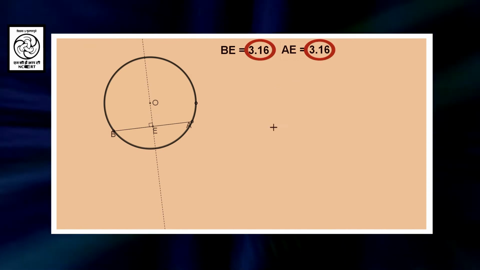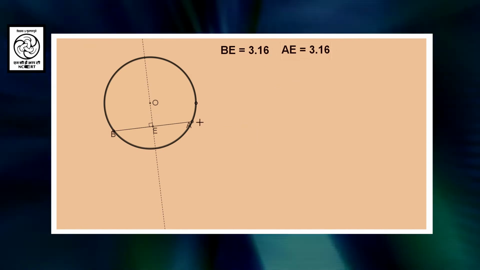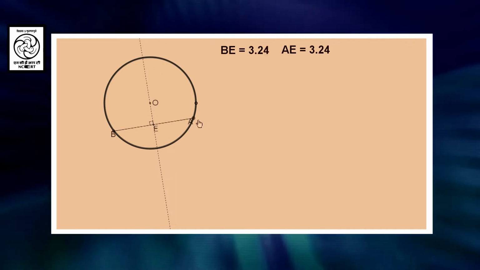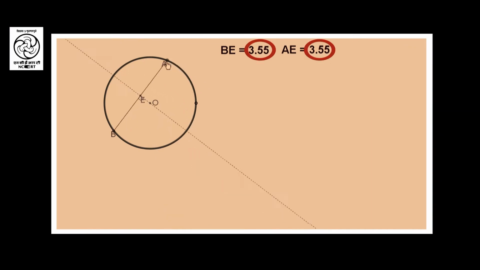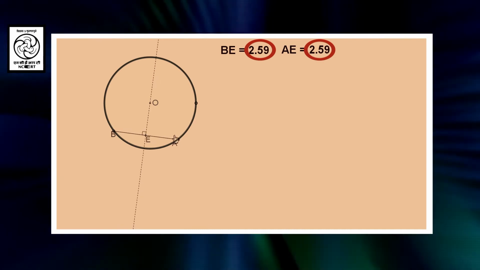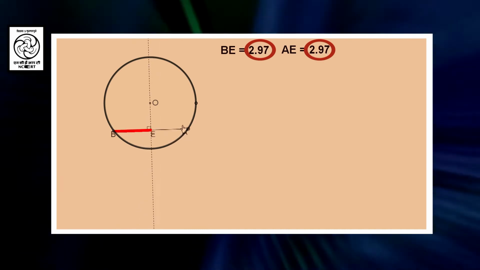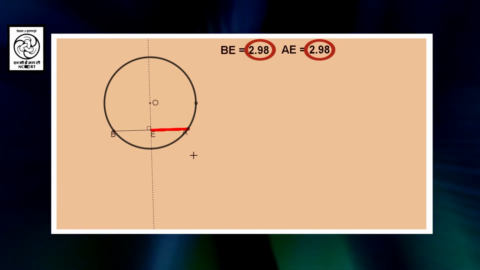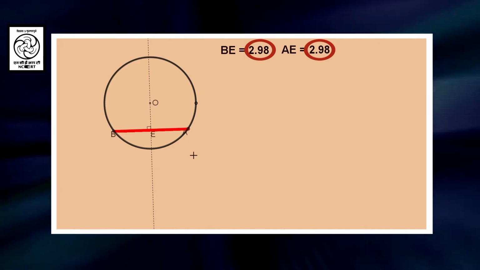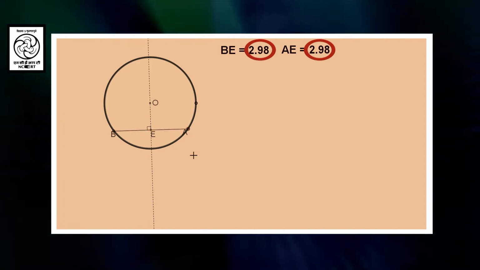Let us observe the relationship between BE and AE. Will they be equal even if I change the length AB? Let us try and do that. It does not make a difference when we make AB bigger or smaller, the lengths BE and AE always remain the same. We need to give proof for this statement.